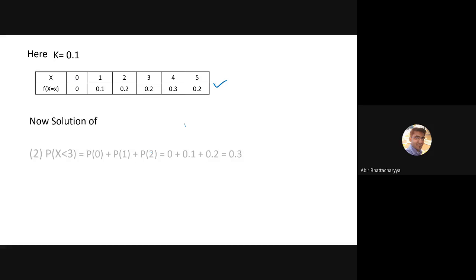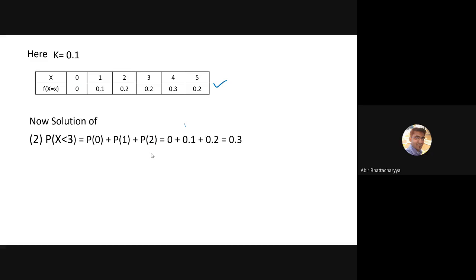Go for it. The first is X less than 3, not equal to. Since it's less than 3, we will not consider this 3. We'll only consider 0, 1, and 2. Less than means strictly less than, so the values are 0, 1, and 2. Add them: 0 plus 0.1 plus 0.2 is 0.3, which is the answer.